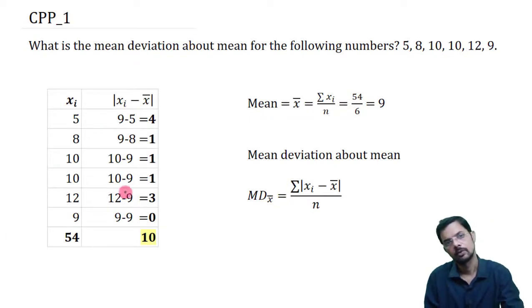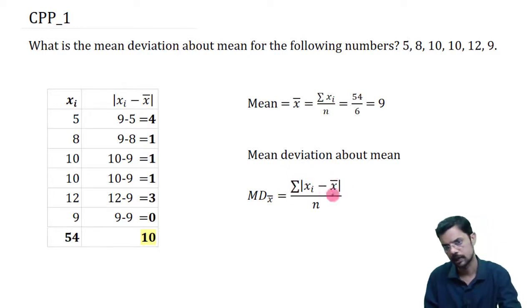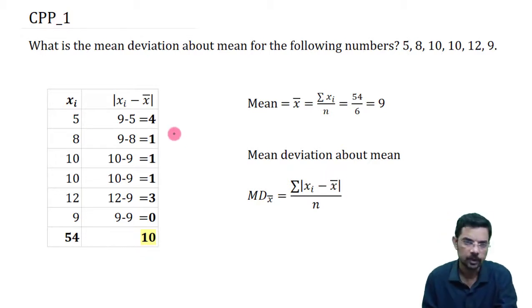What we get is this, because why are we taking xi minus x bar? Because the formula requires us to do so. The sum of absolute deviations from the mean is required. Instead of a, we are taking x bar. So what we get here is 9 minus 5 is 4, 9 minus 8, I am subtracting the smaller number from the greater number so that I always get the positive value. The final sum here is 10.